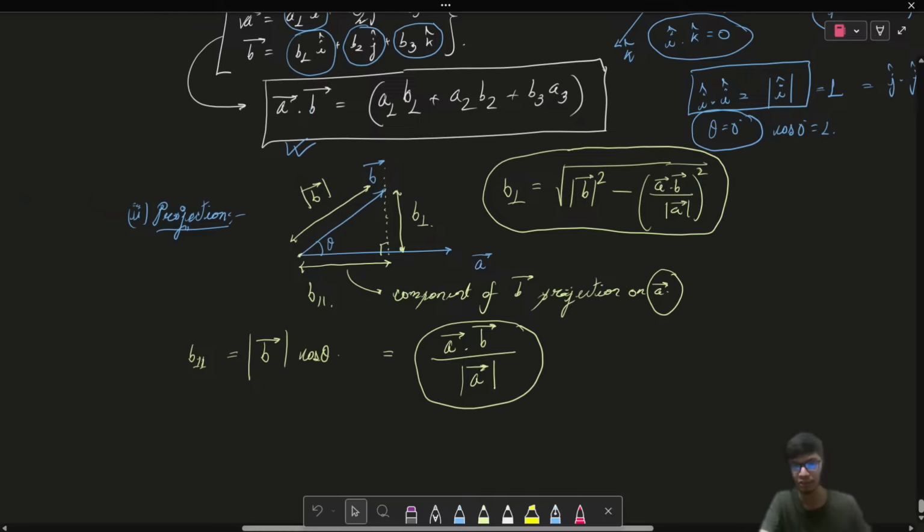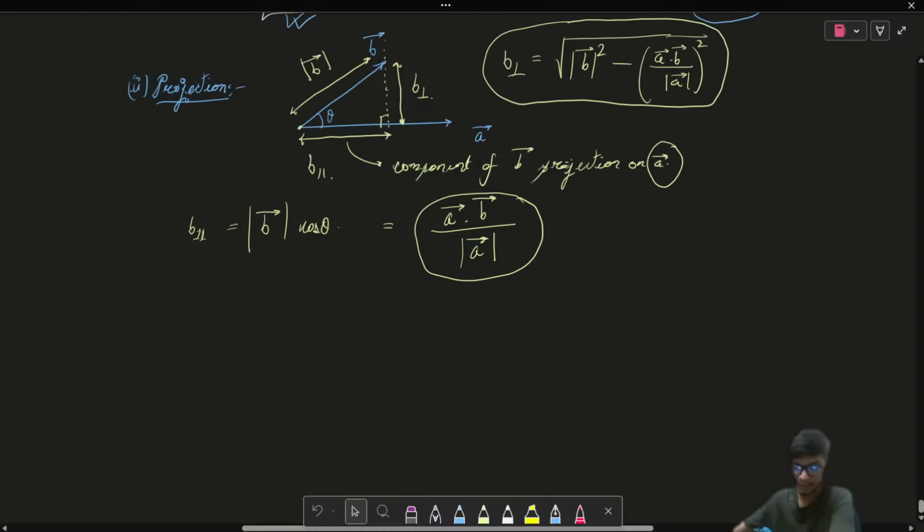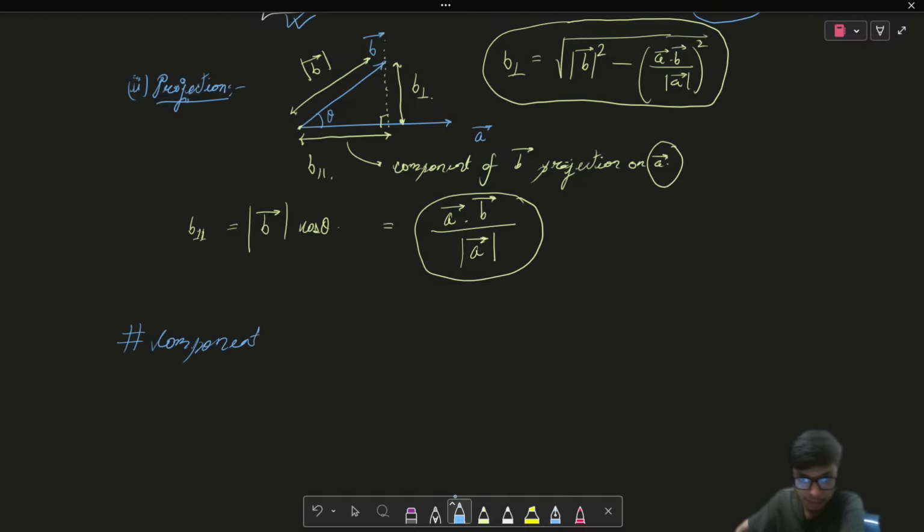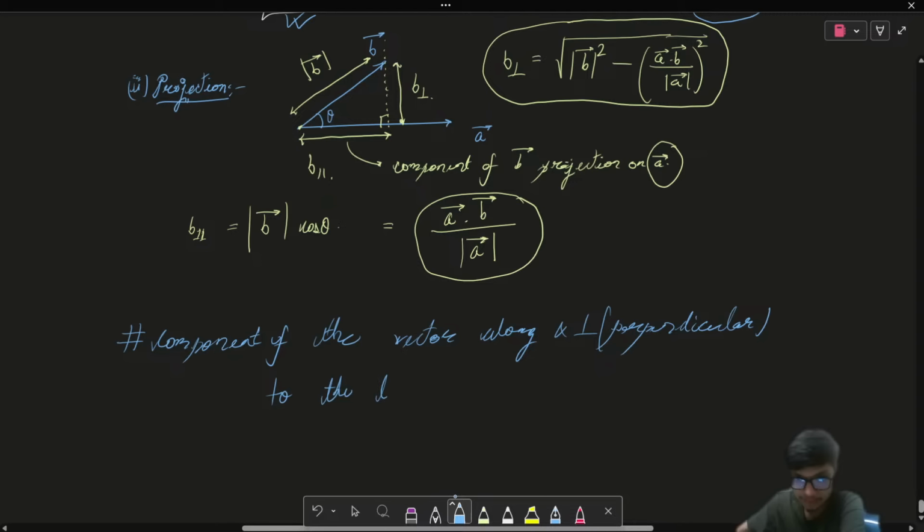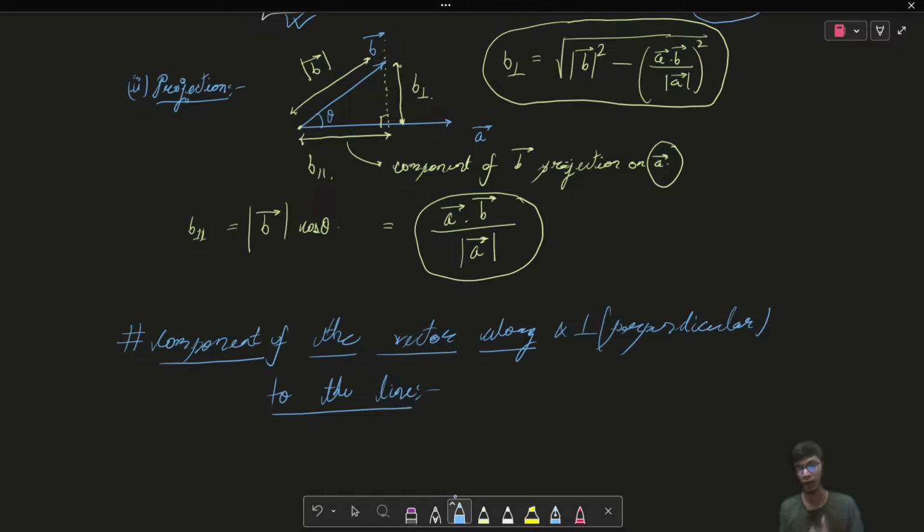Now, along with this projection, there is one more type of question that is asked, that is the component. Sometimes in the question, it is asked about the component of the vector along and perpendicular to the line. In the previous class, we learned how to find the component of the vector. However, in this question, we'll see how we can write the vector in terms of those components, that is, how we can write a vector parallel and perpendicular to the given vector.